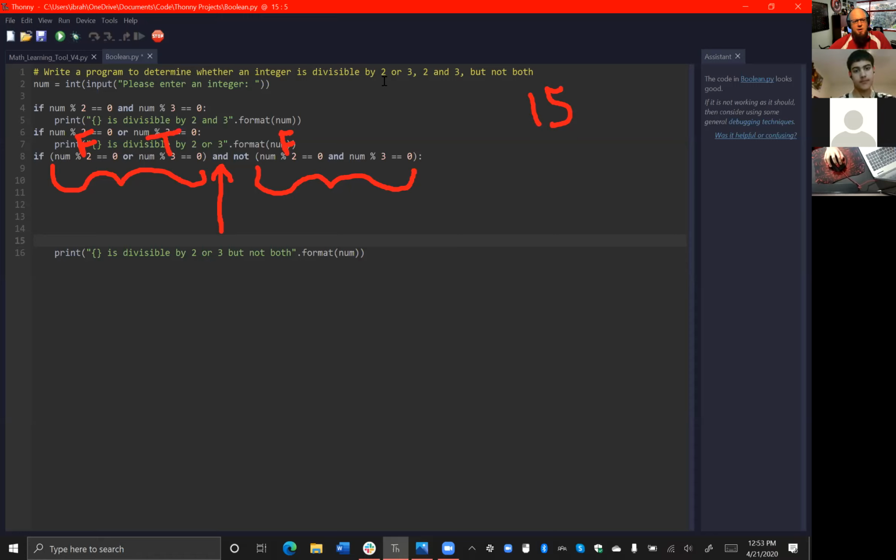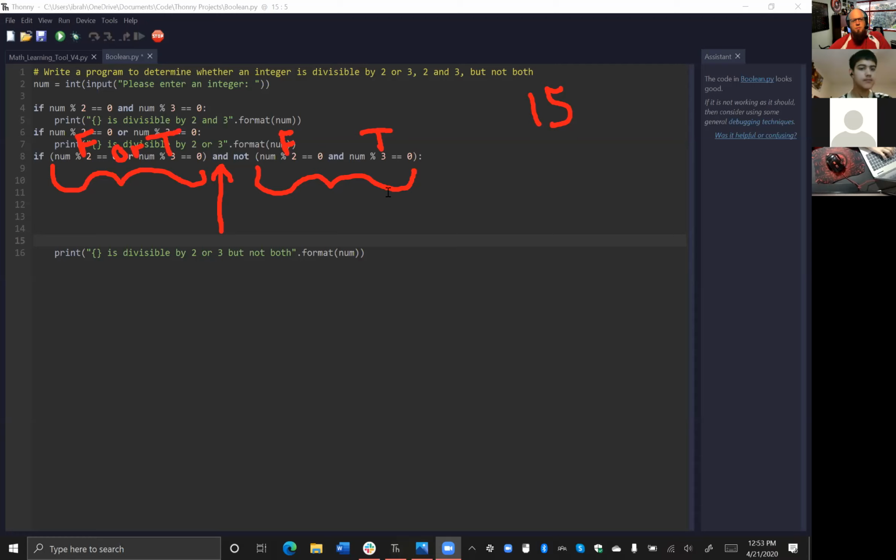So now let's look at this. False or true? What's that result in? False or true? That's true. Now let's look at this expression over here. We have false and true. Now false and true is going to be what?